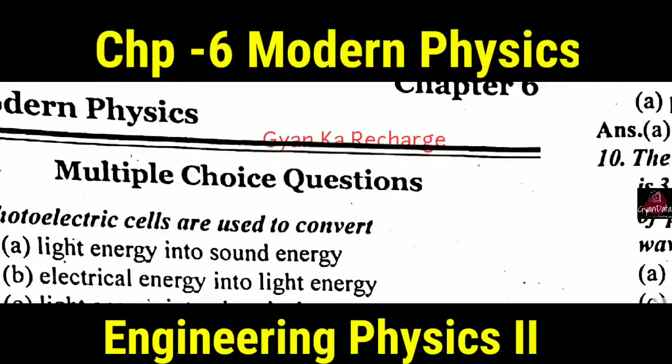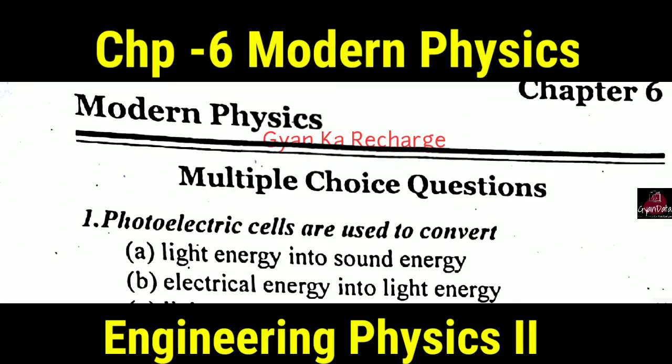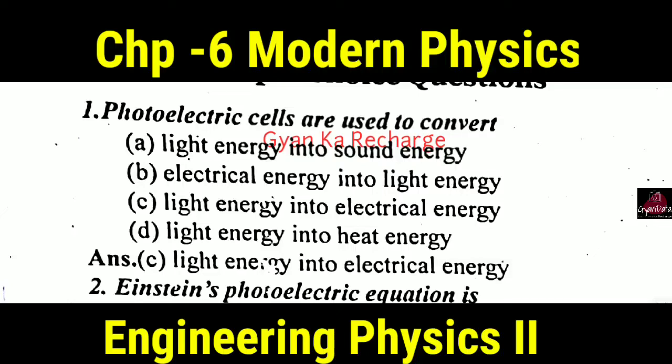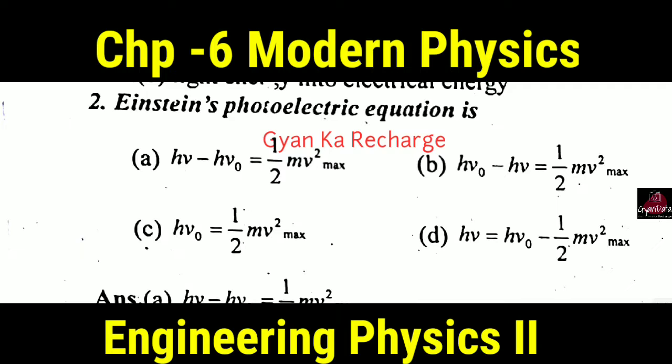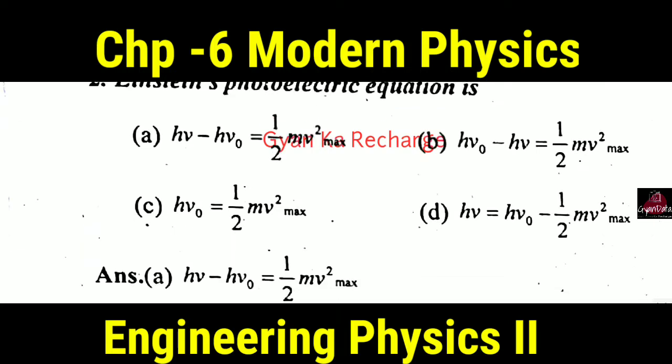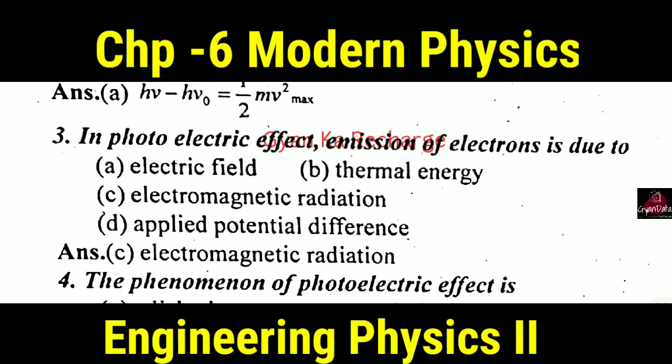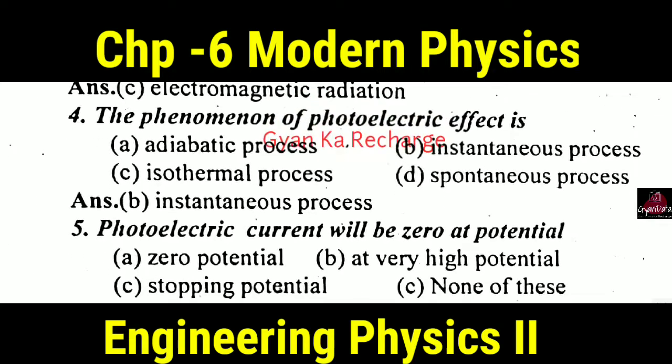Photoelectric cells are used to convert light energy into electrical energy. Einstein's photoelectric equation is h nu minus h nu naught equals half m v squared max. In the photoelectric effect, the emission of electrons is due to electromagnetic radiation. The phenomenon of the photoelectric effect is an instantaneous process. The photoelectric current will be zero at the stopping potential.